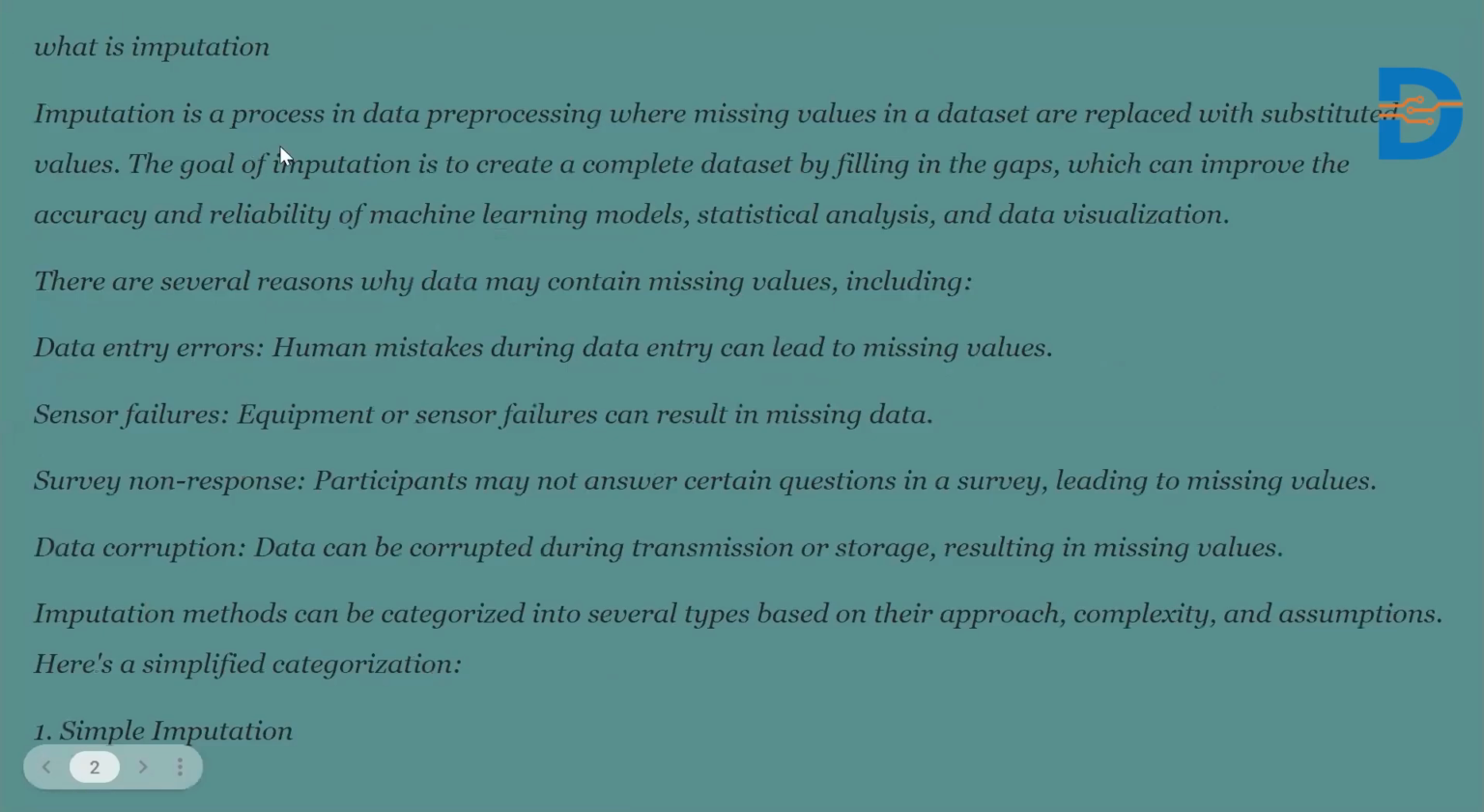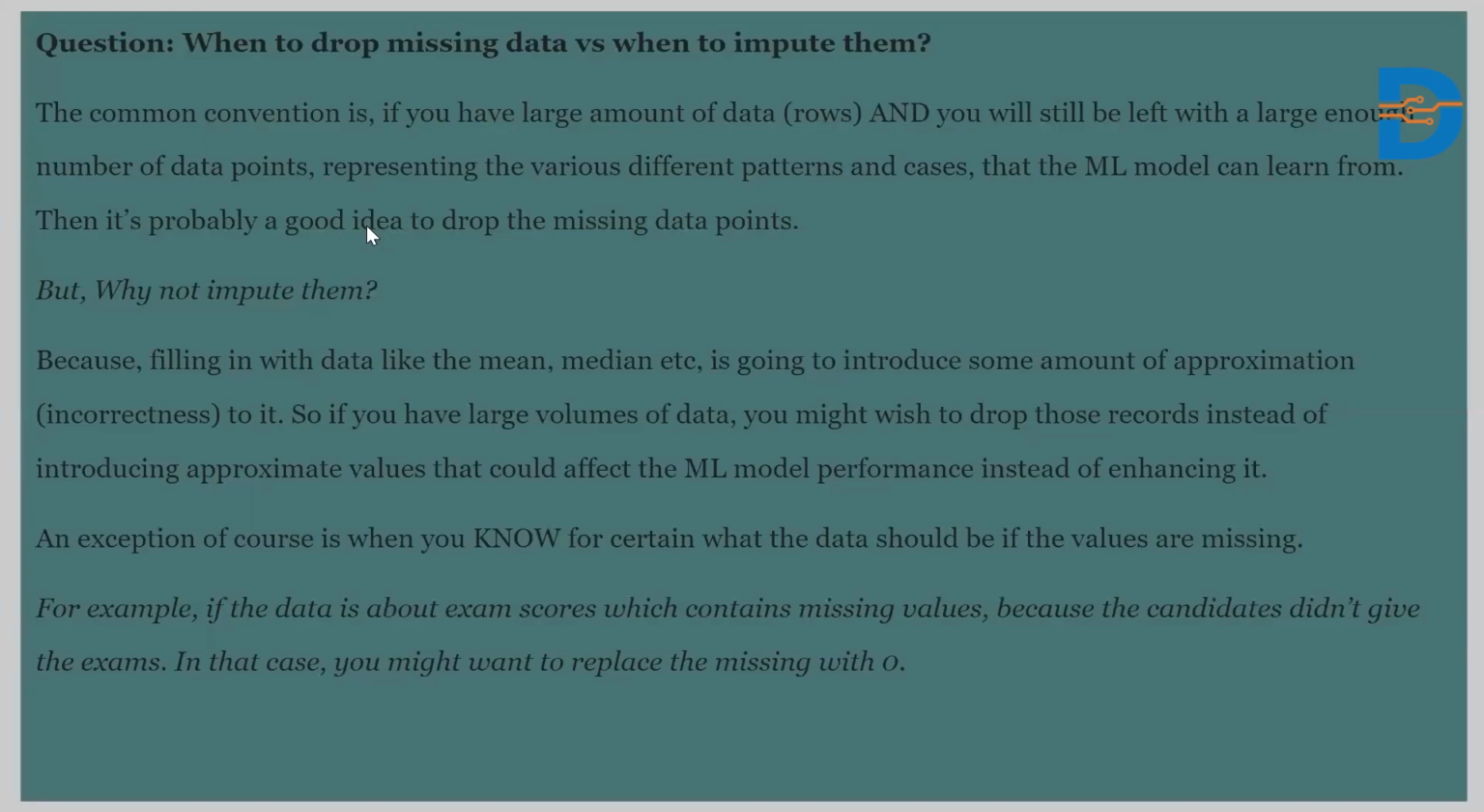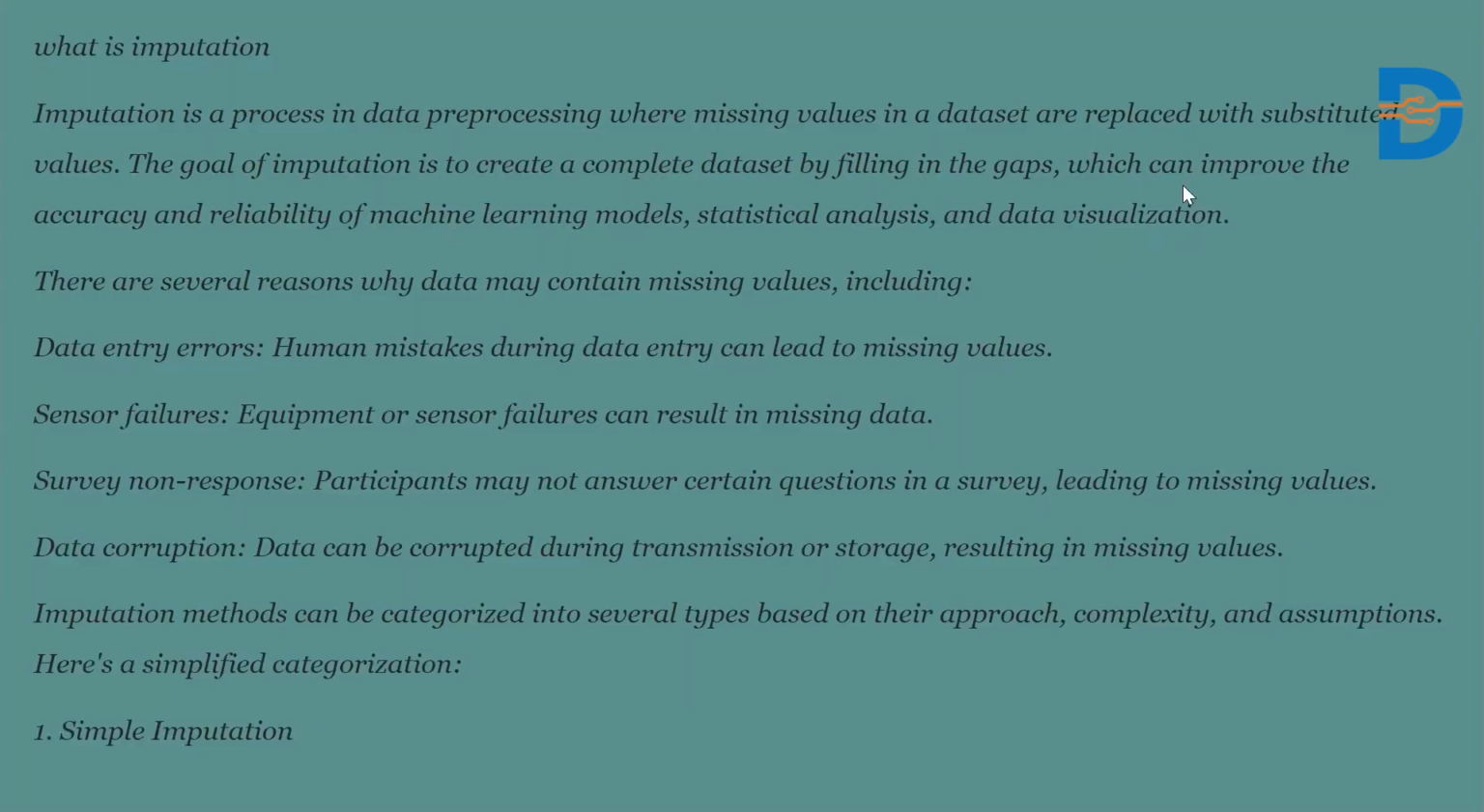Imputation is a part of data pre-processing where the missing values are replaced with substituted values. What is the need for it? Instead of having gaps or blank values, filling them up will improve the accuracy and reliability of the machine learning model, and it will enable us to do statistical analysis in an effective way. Along with data visualizations, accuracy also increases.